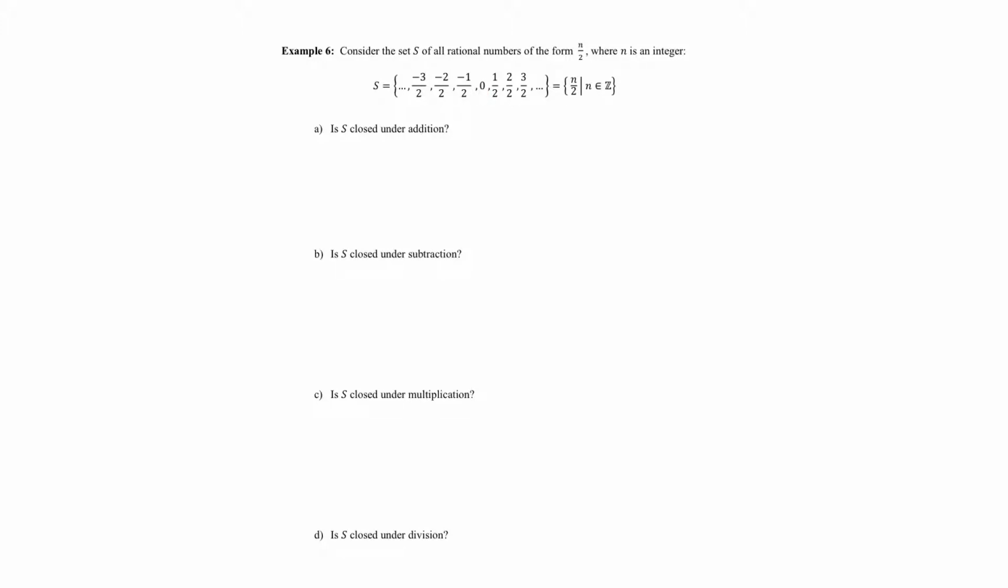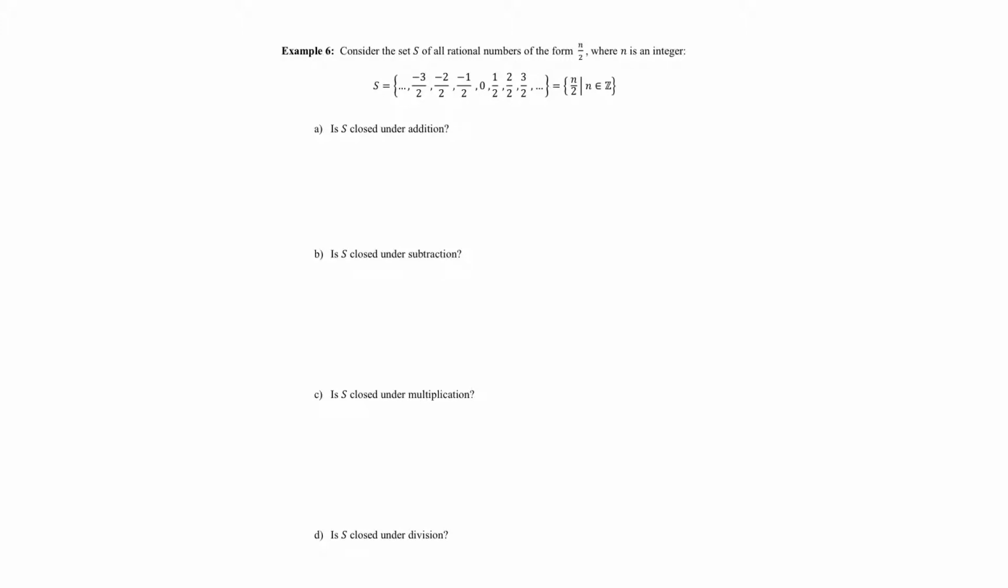So is S closed under addition? If you try 1 over 2 plus 2 over 2, you get 3 over 2. If you try 2 over 2 plus 3 over 2, you get 5 over 2. You're adding halves together. If you have a certain number of halves and you add another certain number of halves, you get a total amount of halves. So this seems like it should be a closed set. Let's see if we can prove that it's closed.